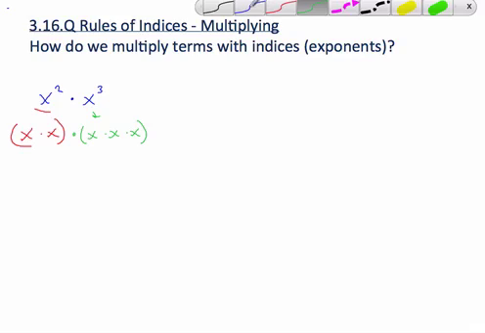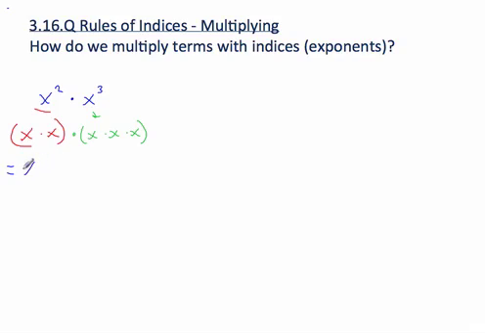Okay, and this whole statement here, we have 5 x's. You can rewrite this without brackets, x times x times x times x times x. And altogether, how many x's do we have? We have 5 x's. So we can write this expression as x to the power of 5.